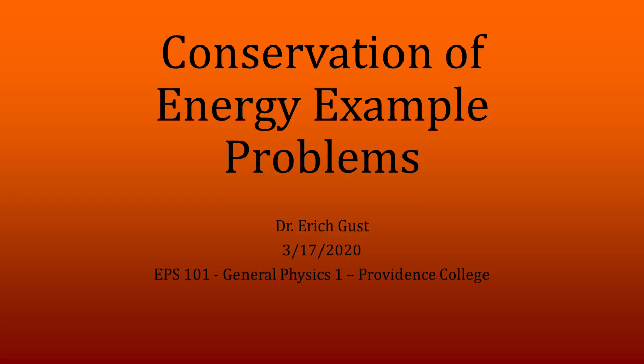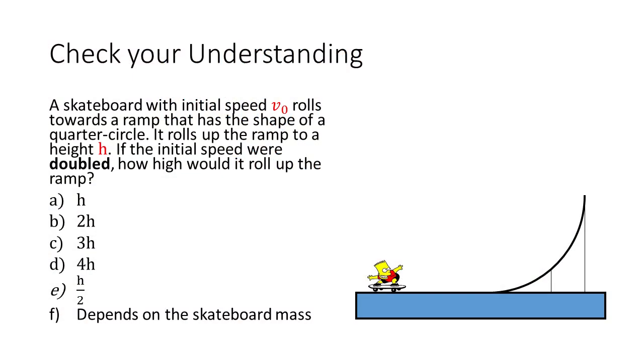This video will contain 3 examples using conservation of energy to solve problems. The first problem is a conceptual one. A skateboard with initial speed v sub 0 rolls towards a ramp that has a shape of a quarter circle. It rolls up the ramp to a height h. If the initial speed were doubled, how high would it roll up the ramp?